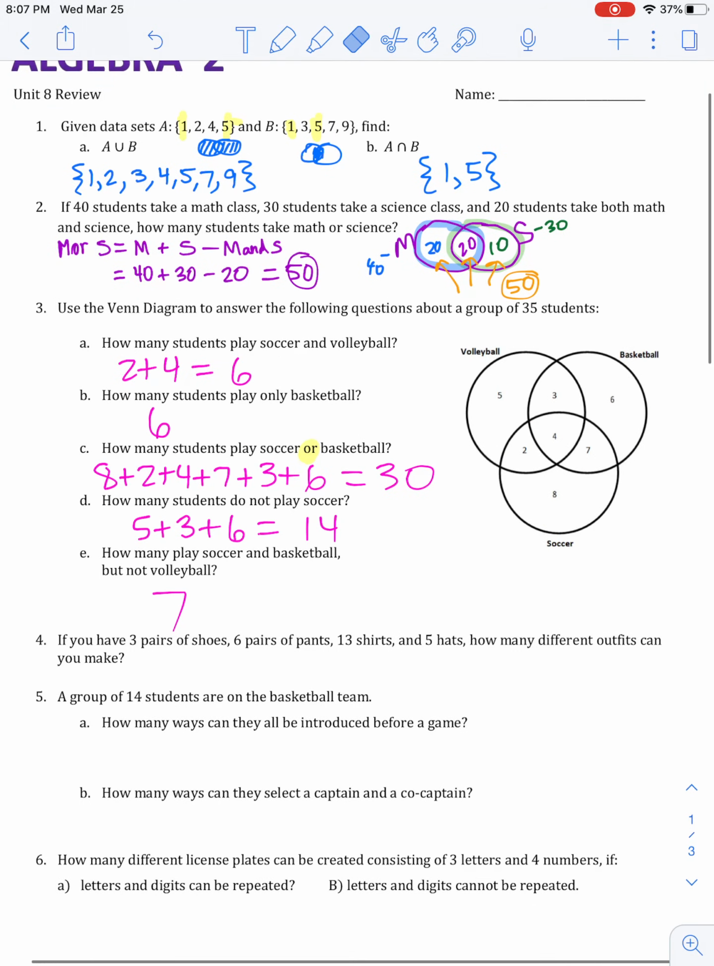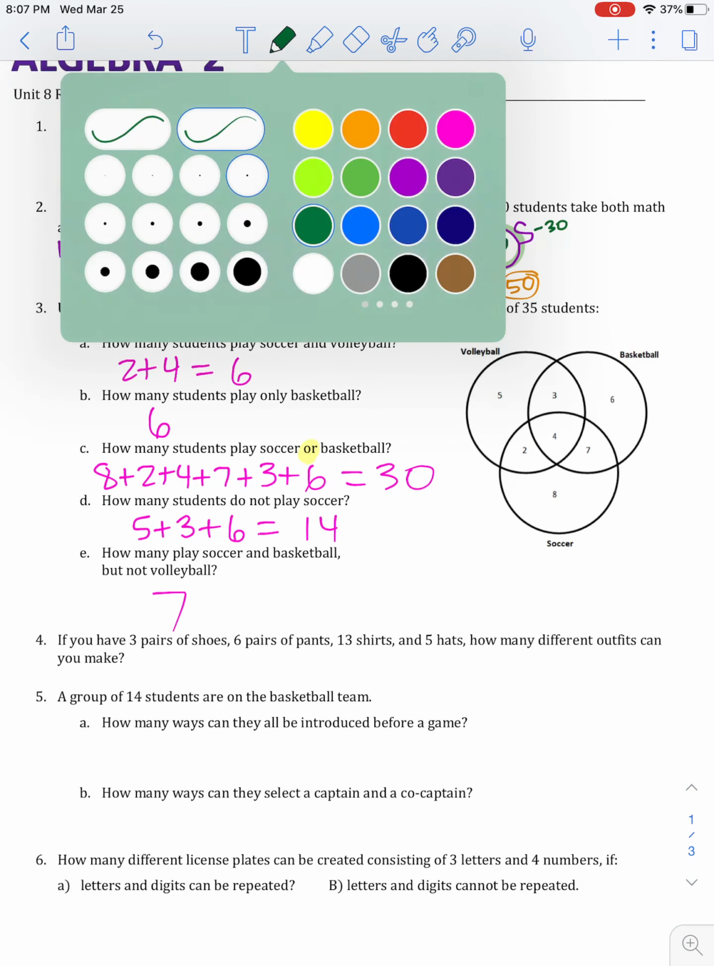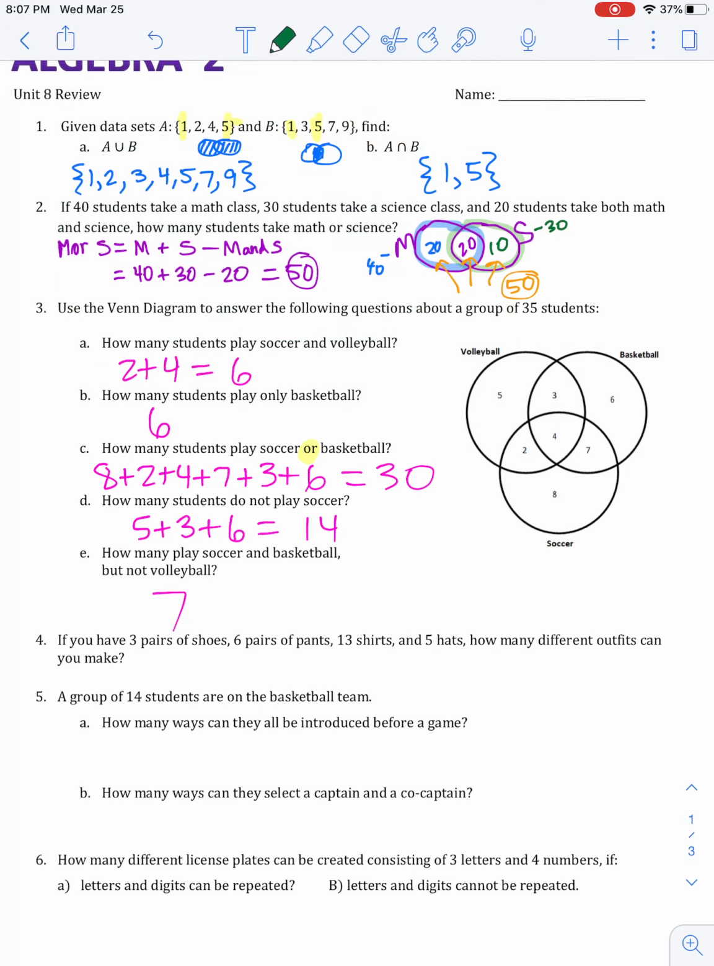Let's go ahead and move on to number 4. In number 4, it says, if you have 3 pairs of shoes, 6 pairs of pants, 13 shirts, and 5 hats, how many different outfits can you make? So if I have 3 ways to pick out a pair of shoes, 6 ways to pick out a pair of pants, 13 ways to pick out shirts, 5 ways to pick out hats, the total number of outfits is multiplying all these options together. And this is what our fundamental counting principle is.